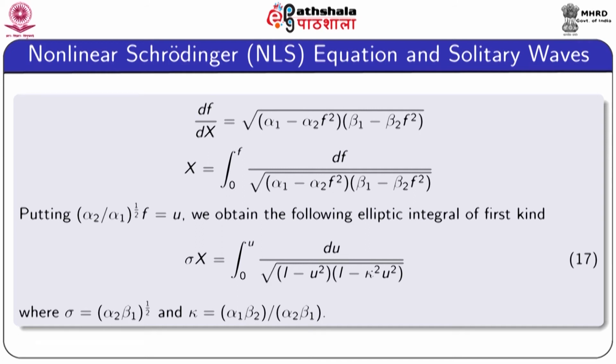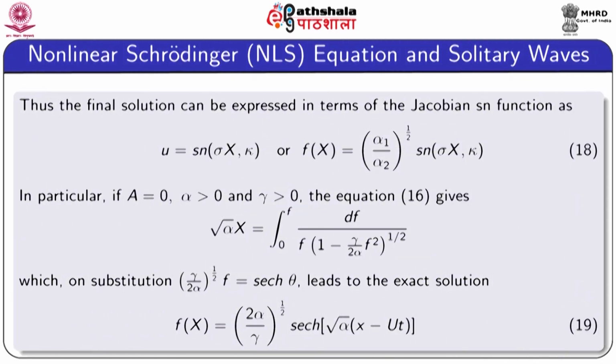Now, this integral is a famous integral and it is an elliptic integral of the first kind, and we can find the value of this integral in terms of the elliptic function, the Jacobian function. So, the solution can be expressed in terms of the Jacobian sine function. So, u equals sn of (sigma x, kappa).